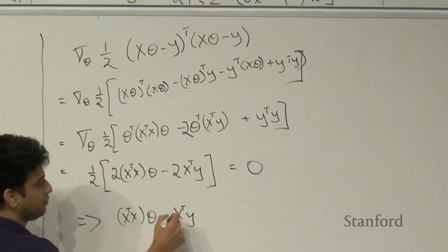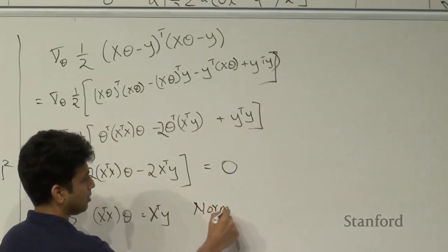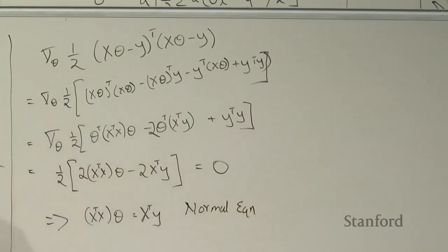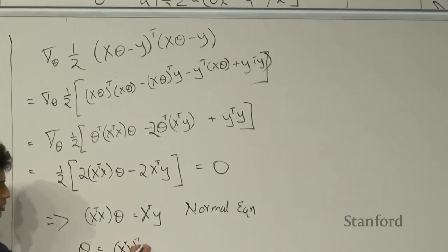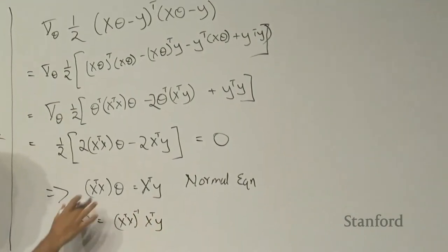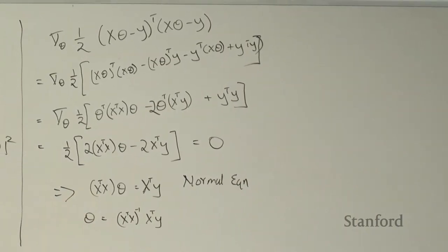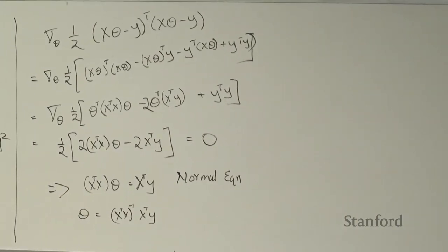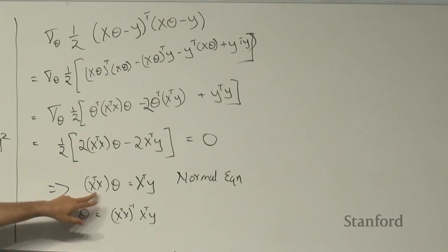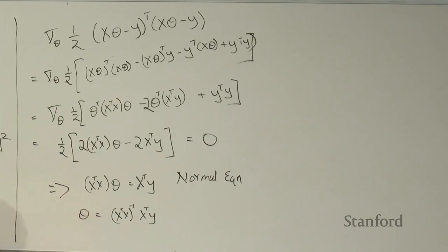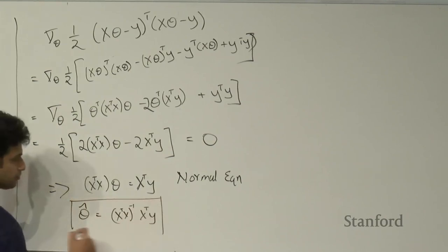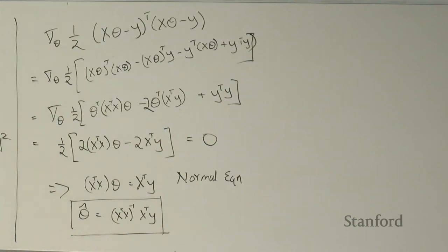And this equation that we have here is called the normal equation. Okay. And from this, you can solve for theta to be equal to X transpose X inverse X transpose y, as long as X transpose X is invertible. Right? And for now, let's assume X transpose X is invertible. If you have two columns in your matrix that are duplicates of each other, then X transpose X may not be invertible. But we'll address those kind of oddities later. For now, assume X transpose X is invertible. And this gives you an estimator for theta hat. Right? So this is called the normal equation.